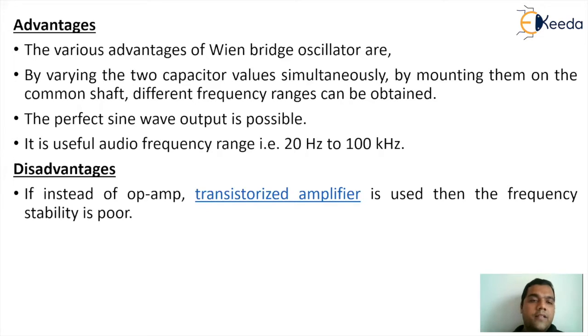The disadvantages, if the op-amp is used, then we get an advantage, but if transistor amplifiers are used, then we get less stability. So the transistorized amplifier, in the concept of Wien-Bridge, will have less stability compared to the op-amp circuits. Op-amp circuits will give you better stability. So that is the only disadvantage of the circuitry if you try to realize it using transistorized amplifiers.